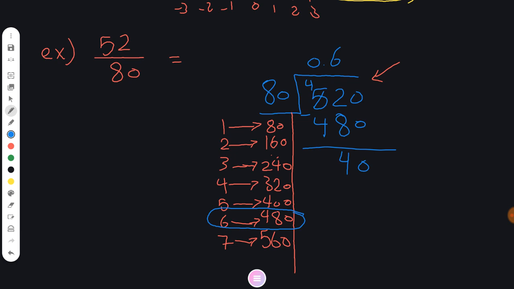Okay, now we can put 40 divided, I can't start dividing 40 by 80. So I have to put another 0. 400 divided by 80, can I find 400 here? Yes, it's here. It's on the 5. So it's equal to 5. 5 times 80, 400. Make minus: 0, 0, 0. So the result will be what?